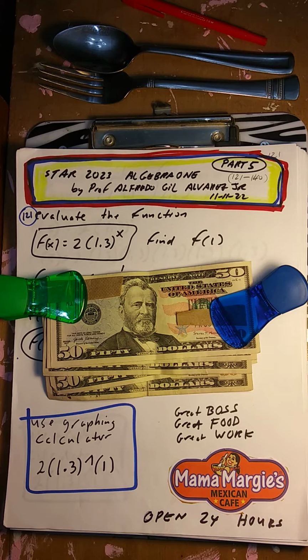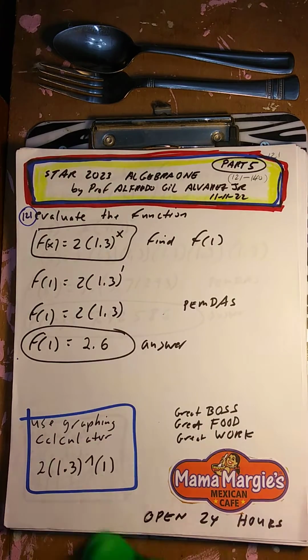Alright, before we get started, you need some money right now. Thanksgiving, Christmas money. They're open right now, great boss, great food, great work. Open 24 hours, they're hiring. Need some of these? Go out there and work. They'll be glad to give you some of this if you work there. Anyway, let's get rid of this, guys. You don't need it anymore.